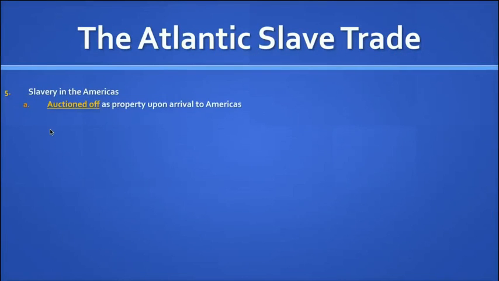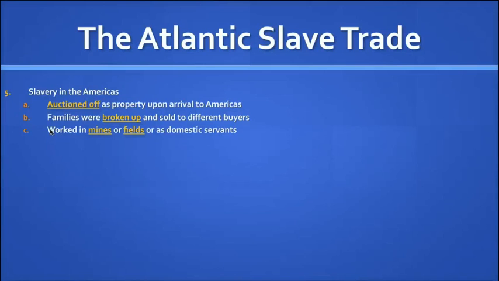Slavery in the Americas. Well, as soon as you were brought to the Americas, you were auctioned off as property. It didn't matter if your wife was with you or your kids were with you. A lot of times that did happen. You were ripped away from your family to the highest bidder. So families were broken up and sold to different buyers.